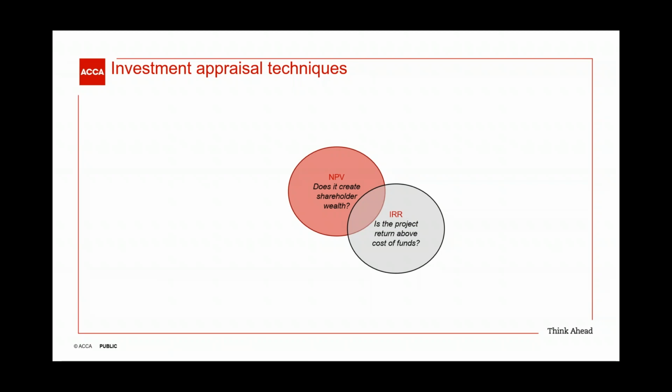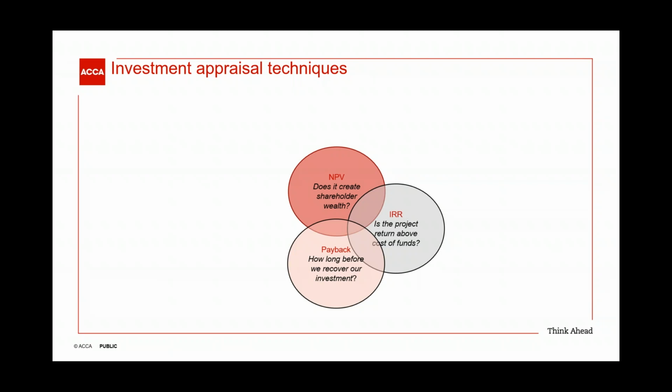The problem that gets created when you're trying to choose between mutually exclusive projects is that the NPV and the IRR can be a little confusing or give you conflicting recommendations at least. And that's where it's time to drop the IRR and just focus on the NPV.